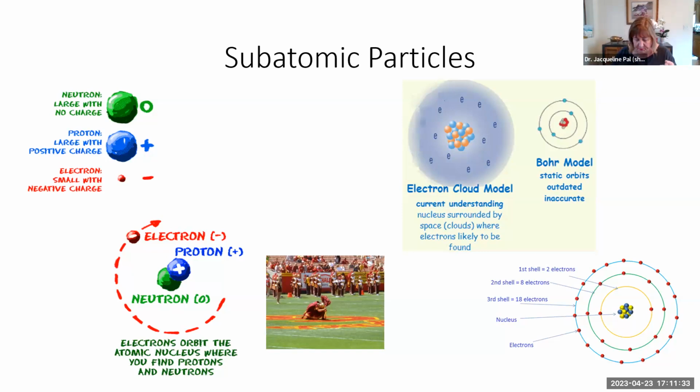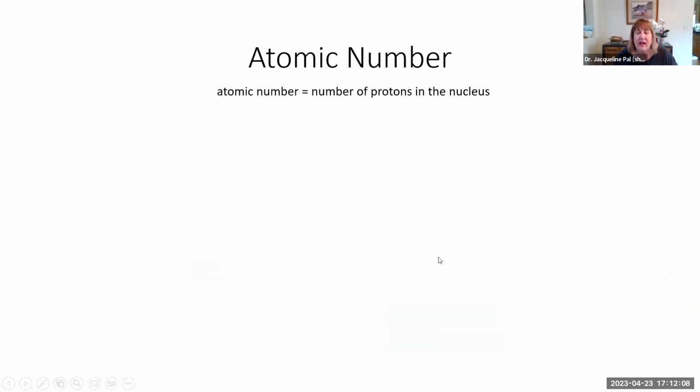So in other words, if the innermost orbit was full, that atom would have 2 electrons. If the innermost and the second one were full, that atom would have 10 electrons, because it would have 2 in the innermost and 8 in the second one. And if 3 rings were full, it would have 18: 2 plus 8 plus 8. So hopefully you understood that math.